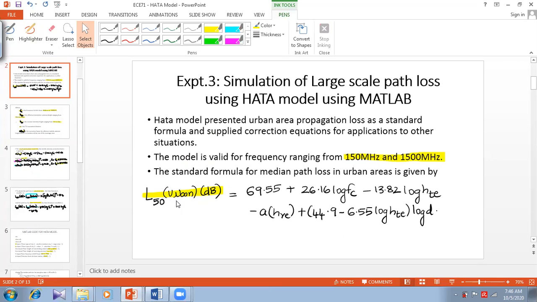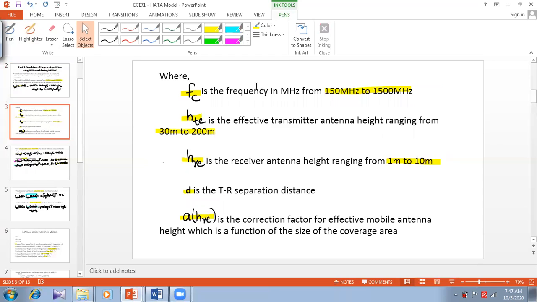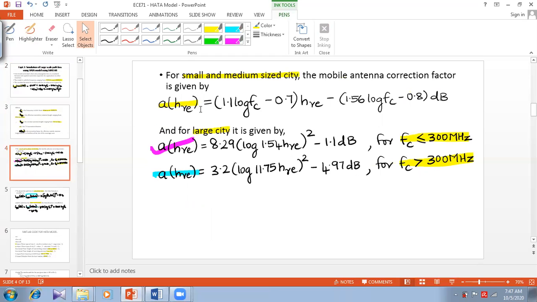So we have to compute the urban area path loss, for which this is the formula which we have to use. Here, all the others are direct substitution apart from AHRE. You have to first find the value for AHRE, for which we know the formula to be used is this. But then there is a dependency. You have to check whether the city under consideration is a small or medium sized city, or a large city. If it's a small or medium size city, we'll be using this formula. If it is a large size city, we'll again have to consider the frequency, whether it is less than 300 or greater than 300. That is how we'll have to go about it.